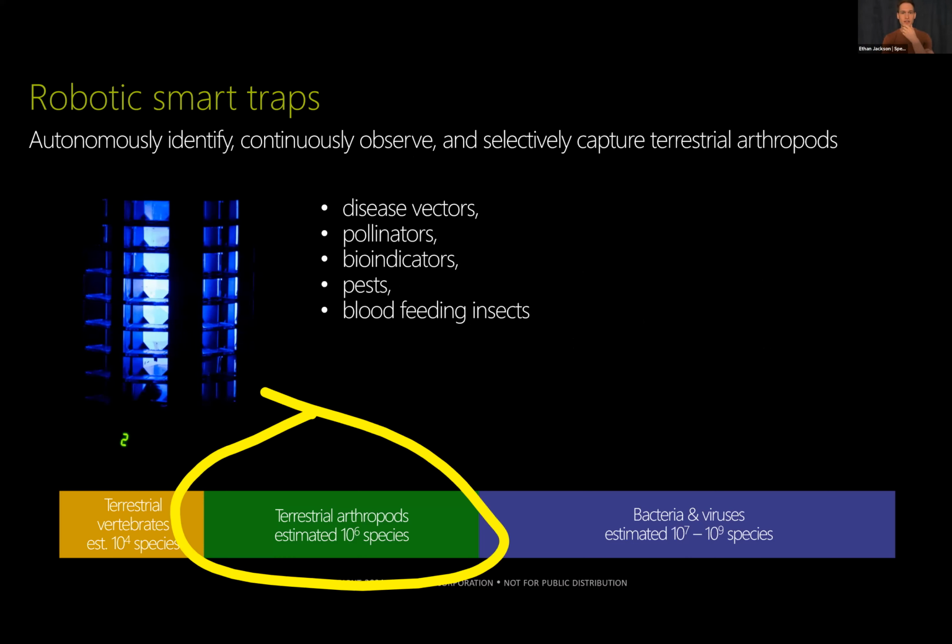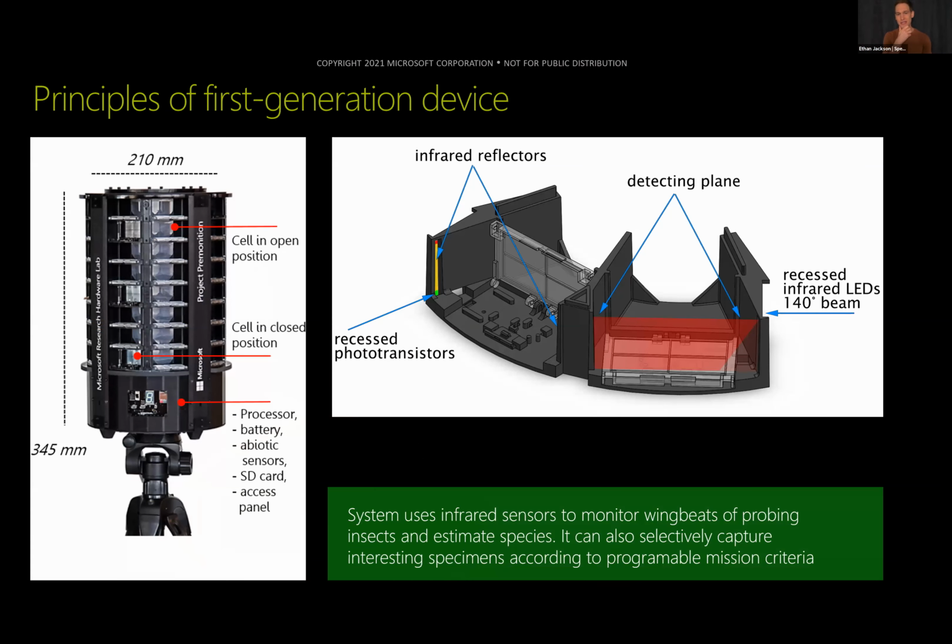From the agricultural point of view, they're pollinators and pests. From the biodiversity and sustainability point of view, they're bioindicators. And from the sentinel detector point of view, they include things like blood-feeding insects. So these are a bunch of important species, if you think from the perspective of what a sensor network would need to do to help prioritize our monitoring of the biome. Let me share with you, just to put meat on the bones here, what our first generation robotic smart traps look like. You may have seen these before.